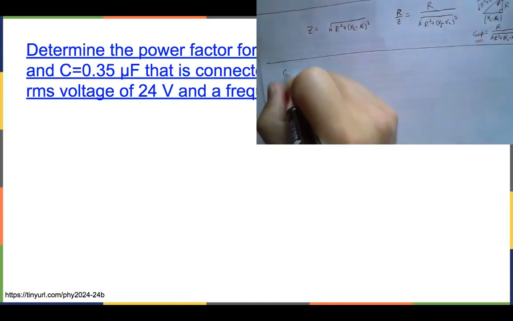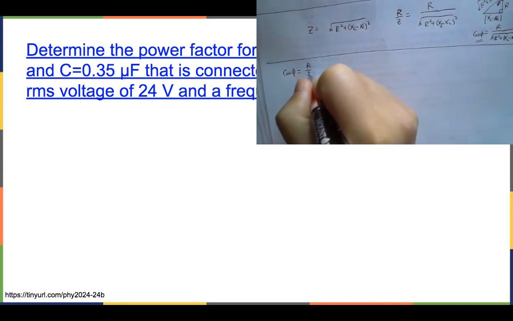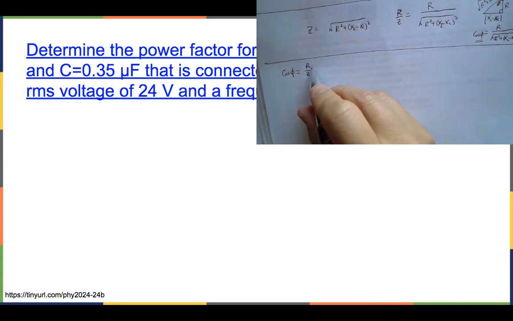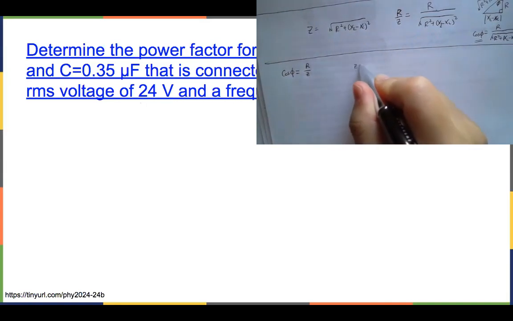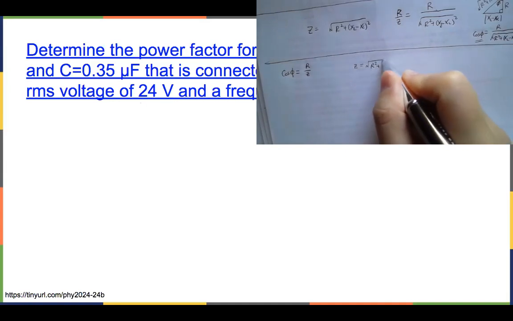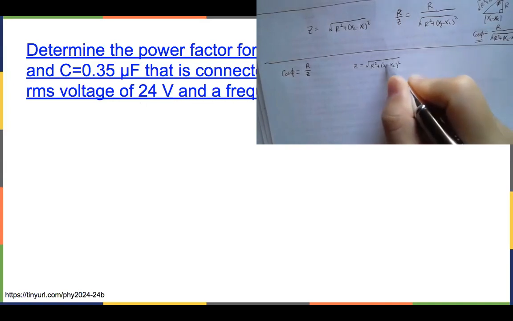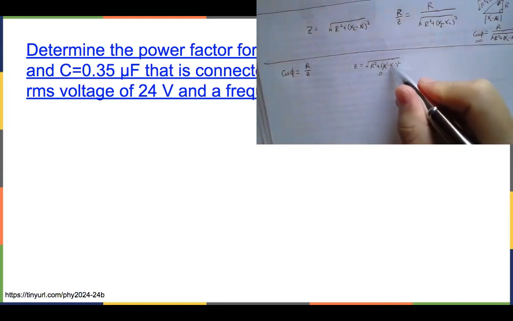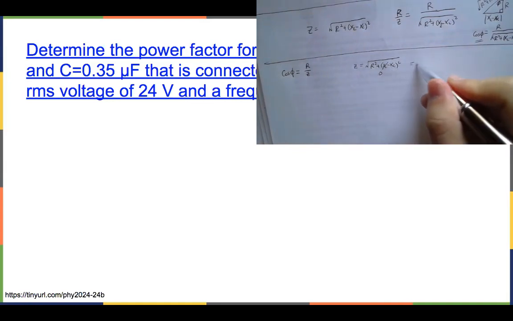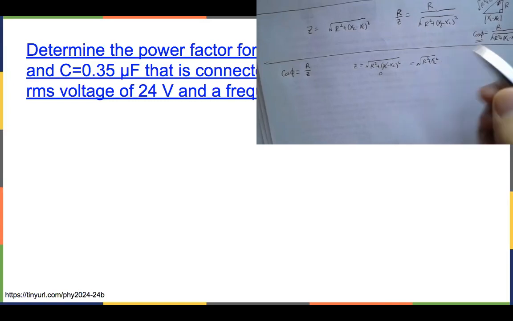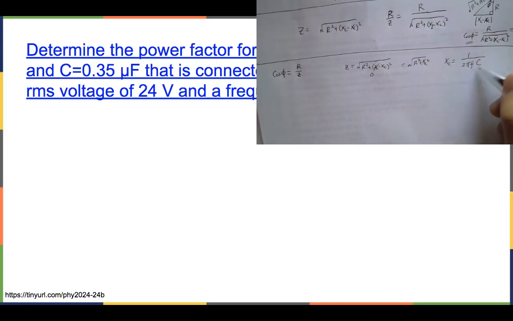So we are looking for the power factor, the cosine phi, which is R over Z. We are given R, and we need to figure out Z. For an RC circuit, Z should be equal to the square root of R squared plus XL minus XC, squared. But we don't have L, so XL is simply 0, and XC squared is the same as minus XC squared. So this is R squared plus XC squared. We just need to know what XC is. We can figure out XC from the definition, 1 over 2 pi f times capacitance. Here we know the frequency and the capacitance, so we can solve for this.